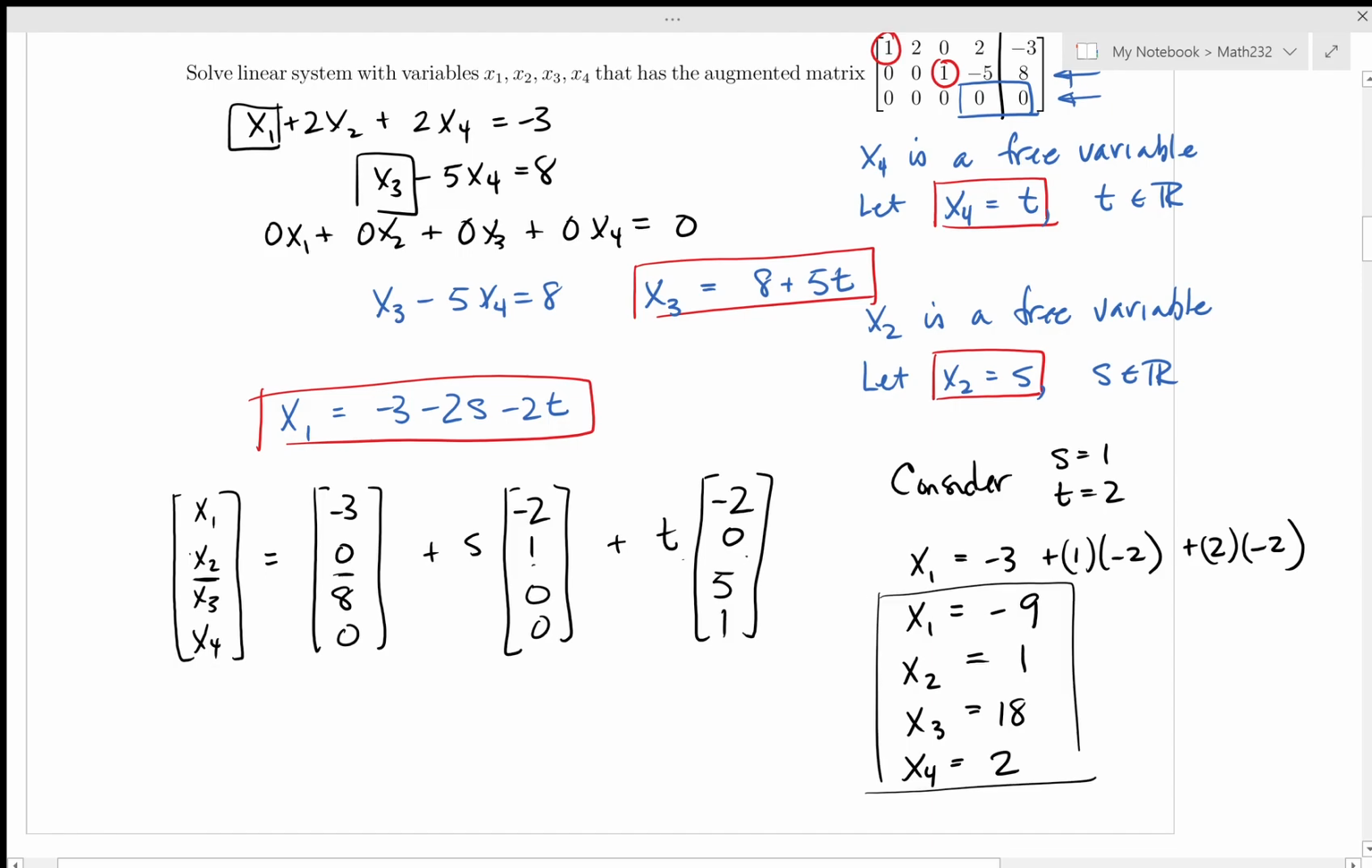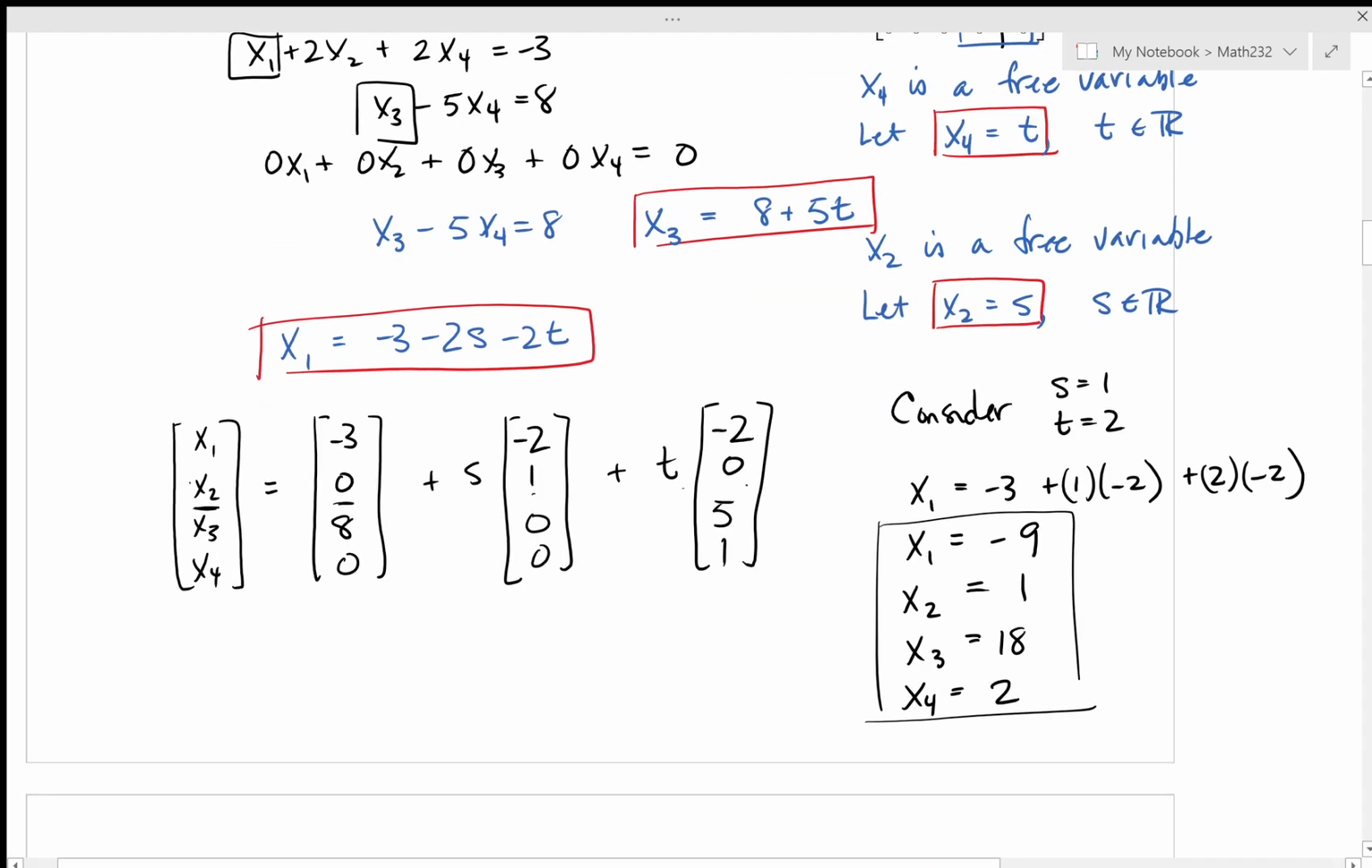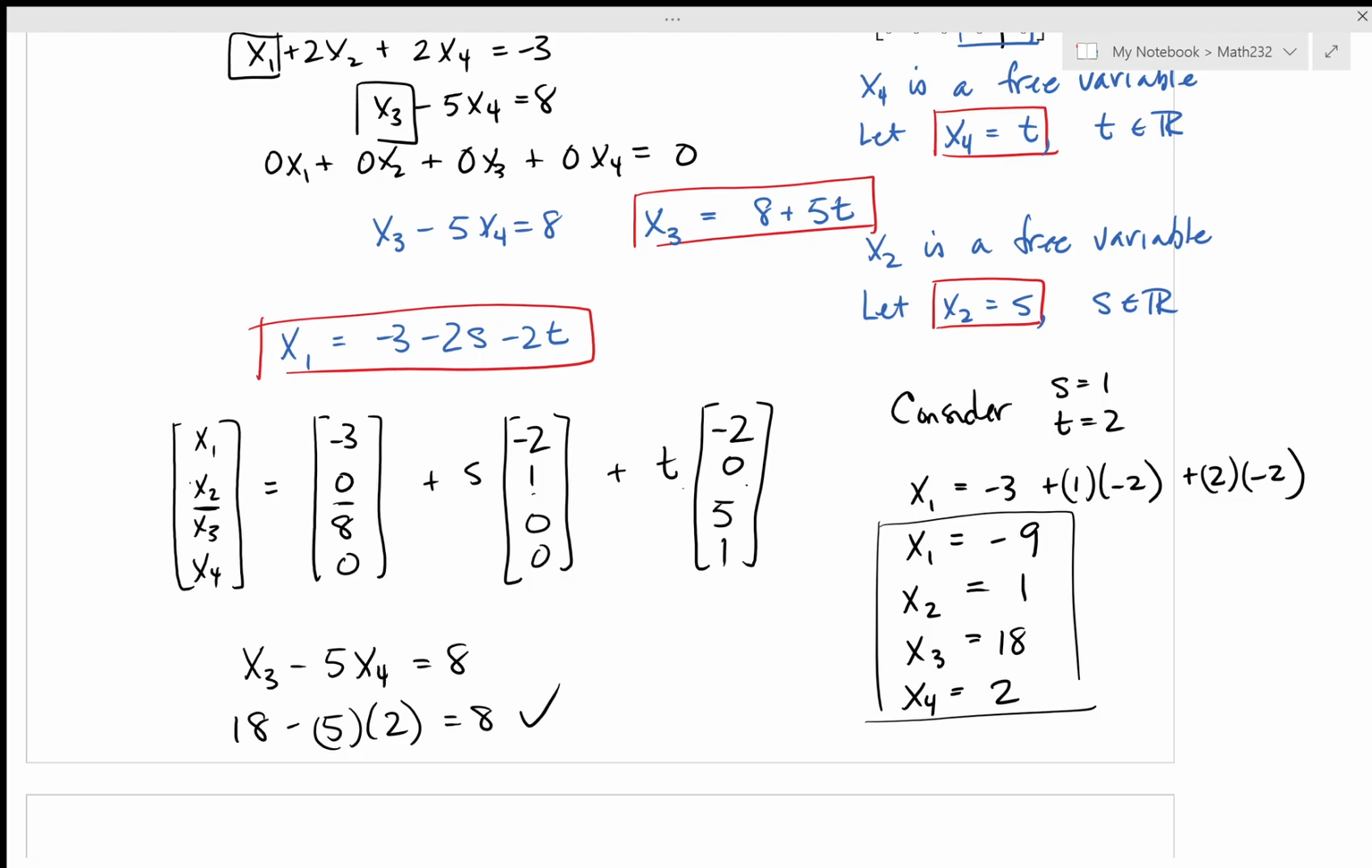Okay, so there is a solution to my system of equations, one solution. Like I said, in this case, because we have a free variable, we have an infinite supply of solutions, but there is one of them. It's right there. You could now try this out if you want. Given our system of equations, we know that x3 minus 5x4 is supposed to be equal to 8. Well, let's see if that works. 18 minus 5 times 2 is 18 minus 10, which is 8. Ding, ding, it worked.